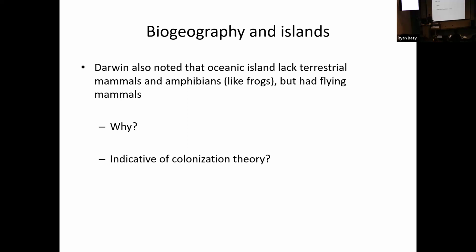And the fact that flying things are often on islands is just because, well, they can fly over the ocean and reach the islands more easily than other stuff. So he also took this as evidence for the colonization theory for biogeography.